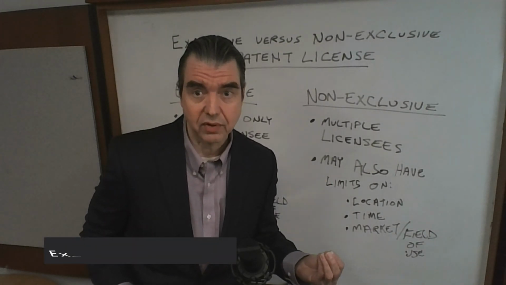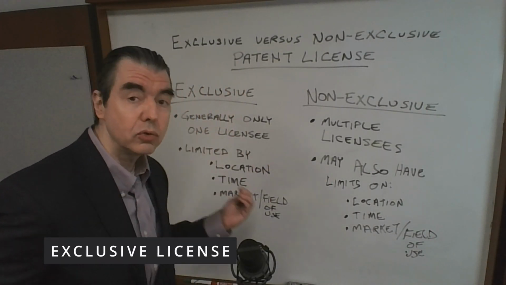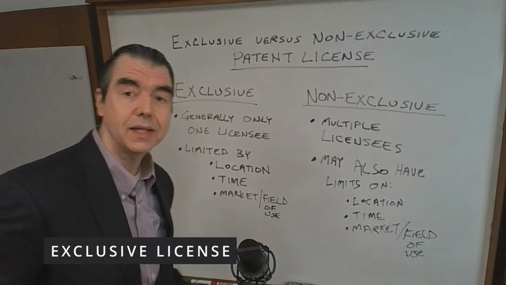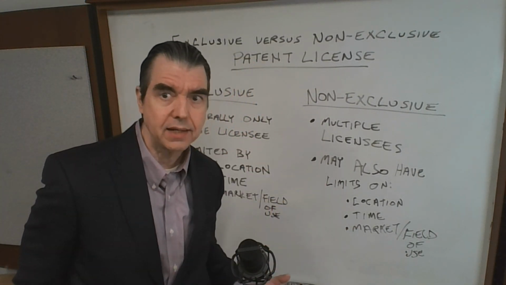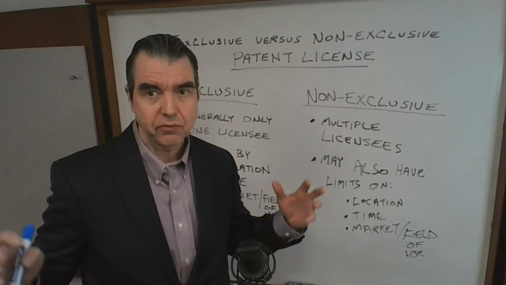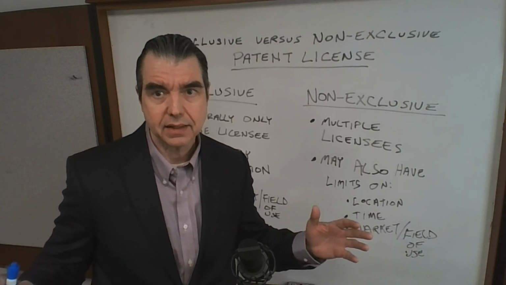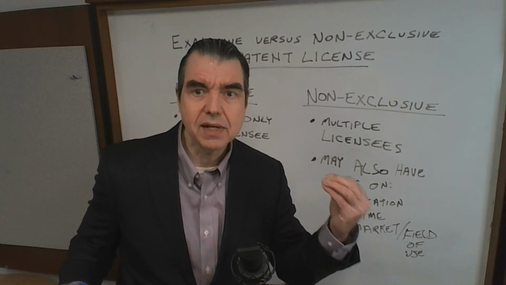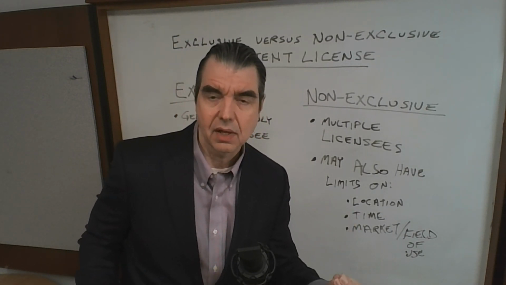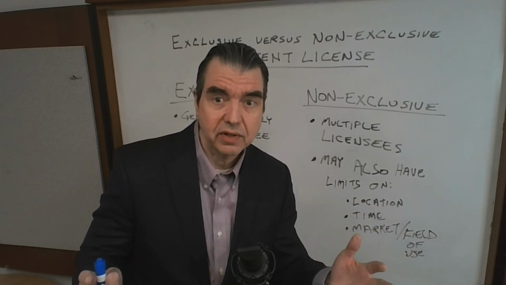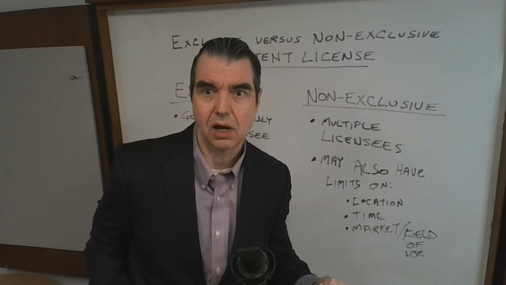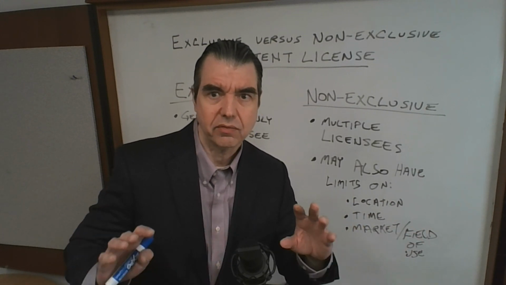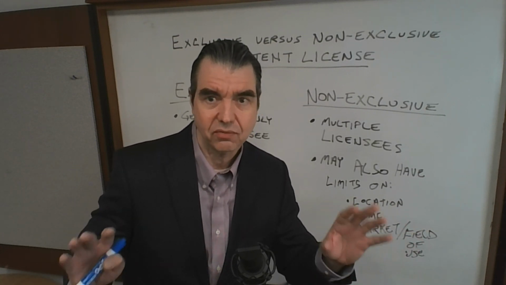An exclusive license. With an exclusive license, in general, you're going to have only one licensee. So one entity is going to be licensing from you whatever that patent is. But that's not necessarily always the case, because you can have non-exclusive licenses that have an exclusivity in terms of a certain provision of that license. But we're not going to get into the details of those types of agreements in this video.